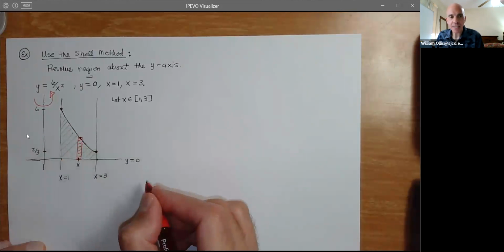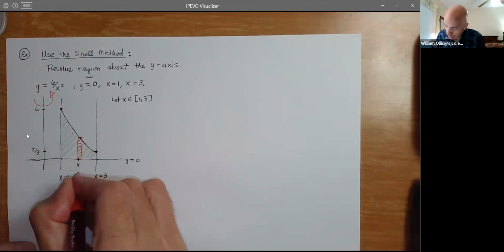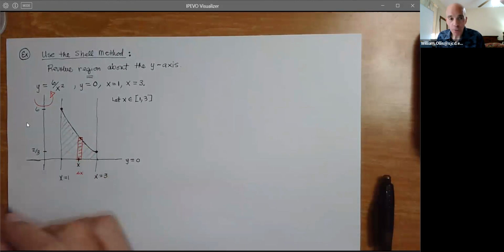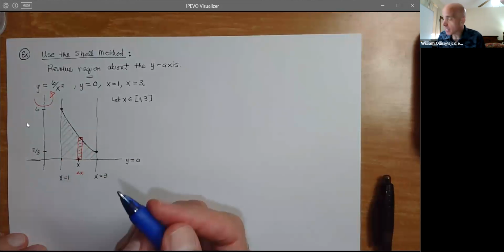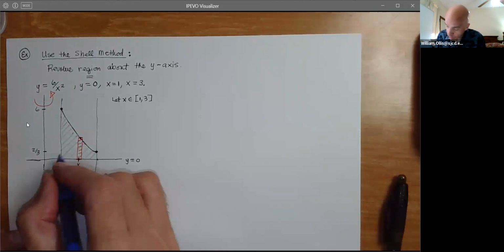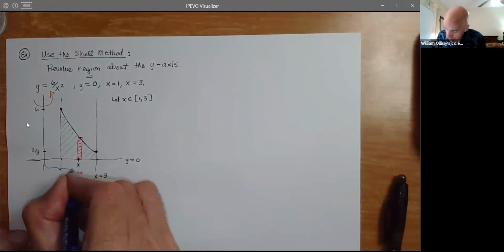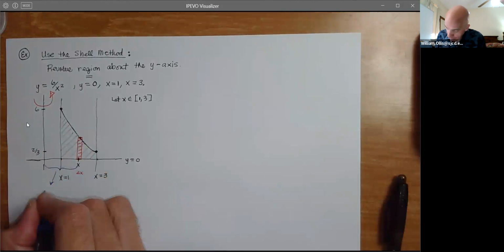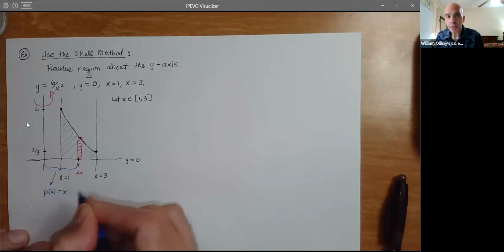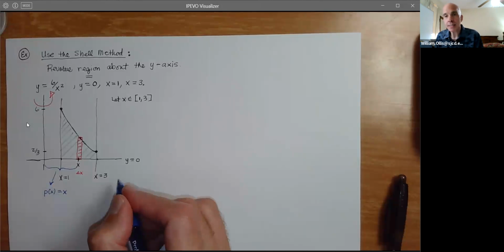So again, we have a delta x in this case. Now, like I said before, this often relies upon the independent variable to give us the distance to the axis of revolution. So here, we see that p of x is just x. So again, with the shell method, we always need the distance of the strip to the axis of revolution. That's the biggest difference with this method.